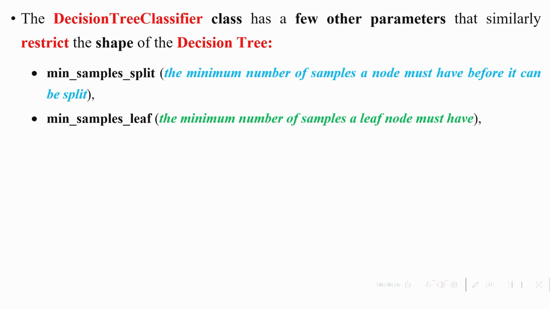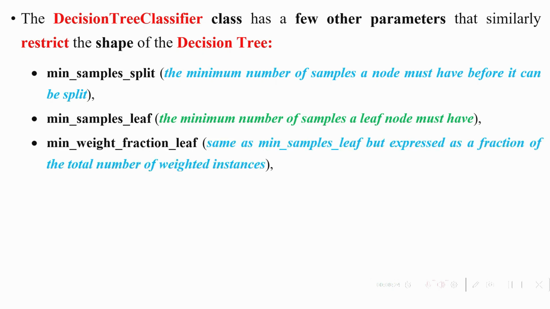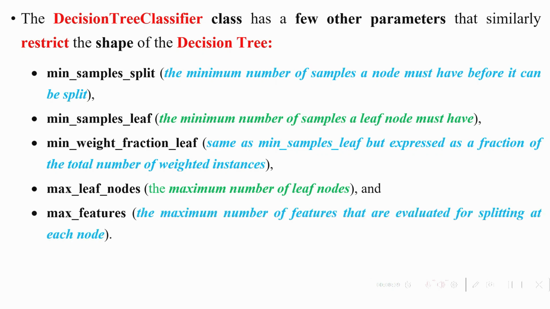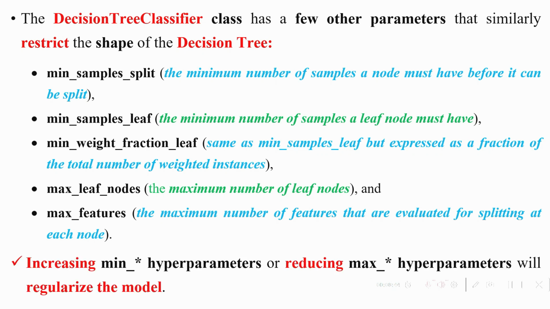The next one is min_samples_leaf, the minimum number of samples a leaf node must have. And min_weight_fraction_leaf is the same as min_samples_leaf, but expressed as a fraction of the total number of weighted instances. And max_leaf_nodes is the maximum number of leaf nodes, and max_features is the maximum number of features that are evaluated for splitting at each node. So increasing the min hyperparameters or reducing the max hyperparameters will regularize the model.